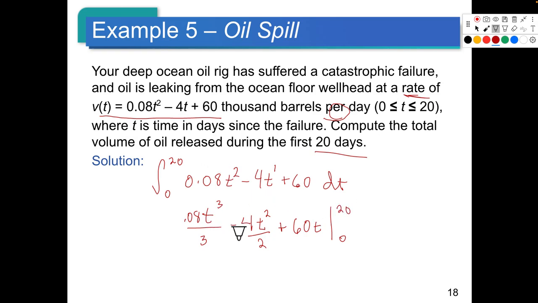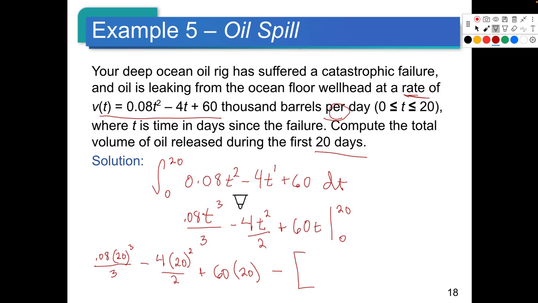And then what do I do? I plug in 20 for t, so 0.08, 20 to the third, over 3. And this is why I don't spend too much time reducing it, because we're just going to do a calculation anyway. I'll just go ahead and do 4 times 20 squared over 2. Plug it all in my calculator, let it handle it. Plus 60 times 20. And then I'm going to subtract this whole thing, and I suggest always putting parentheses, because if you've got numbers in there, that negative would have to distribute to all the parts.